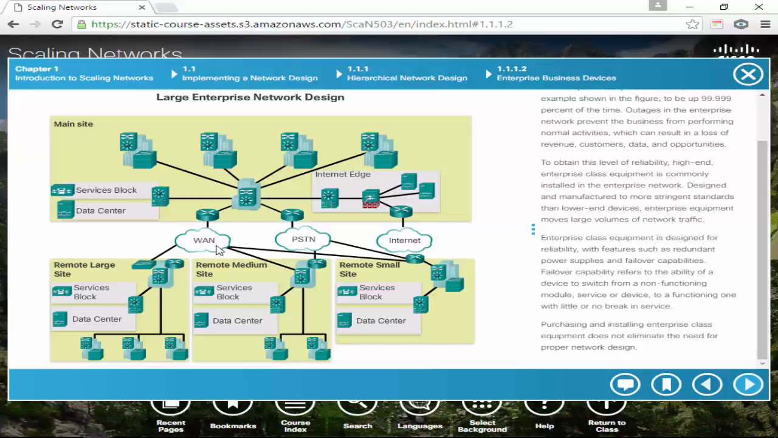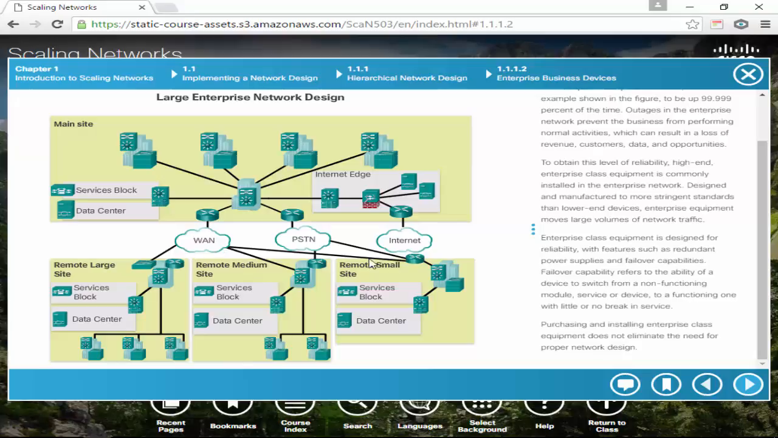WAN is where we're talking about private connections, stuff like MPLS, ATM, where we're probably renting an expensive optical line or T1, T3. With our definition of WAN, it's going a large distance, across town or across the country to these different sites.